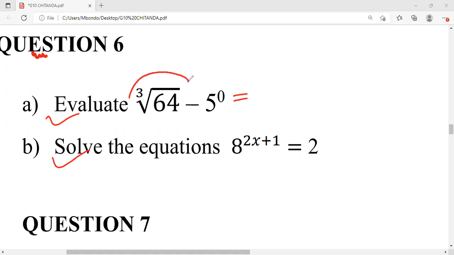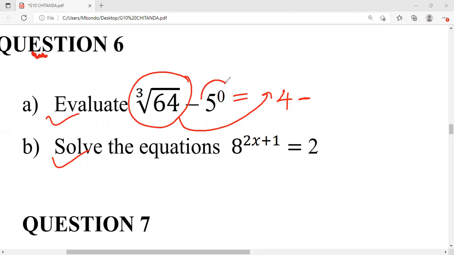So what is the cube root of 64? What number do we multiply by itself 3 times in order to get 64? That is what we mean by the cube root. So you will discover that that number is 4. When you multiply 4 by itself 3 times, it is going to give you 64.